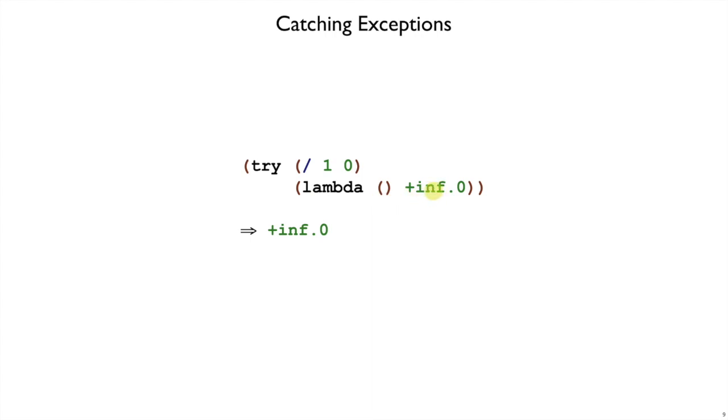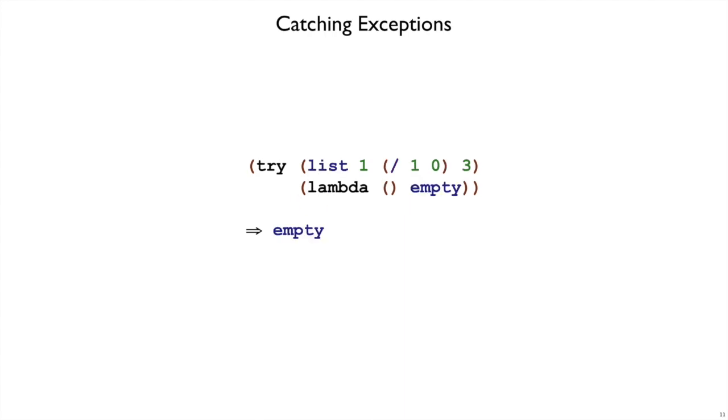instead. So for example, if we try 1 divided by 0, it'll fail, and try will then move on to the handler here and return plus infinity dot 0. On the other hand, if the expression after try succeeds, like adding 1 to 0 is just fine, then it produces a 1 and try returns that result without using the exception handler at all.